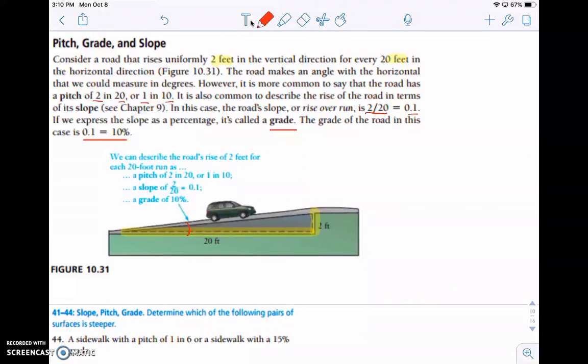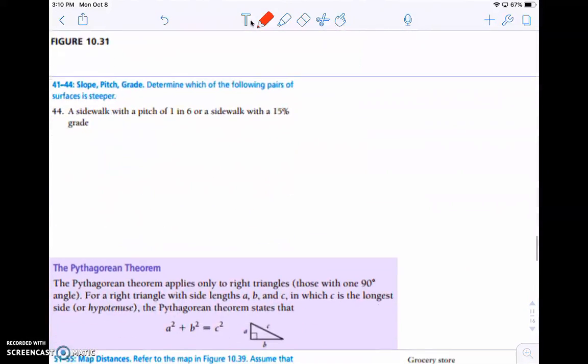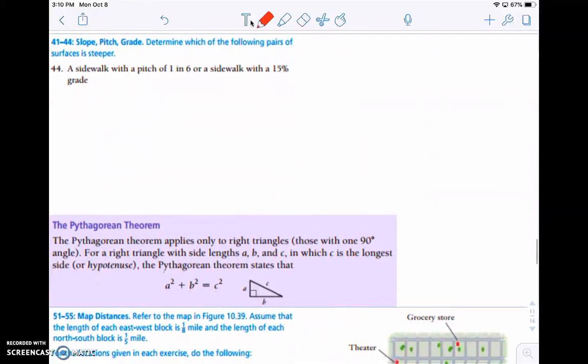But this idea of slope or pitch or grade, it's a way we determine how much we're rising over a certain horizontal distance, or how much we're falling over a horizontal distance. So if we have a sidewalk that's got a pitch of 1 in 6, or a sidewalk with a grade of 15%, which one is steeper?